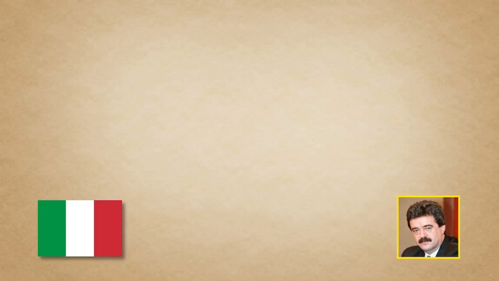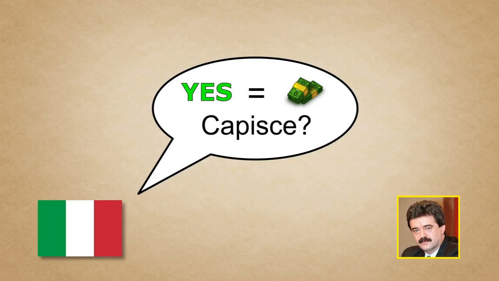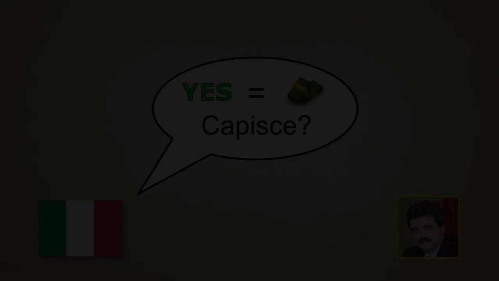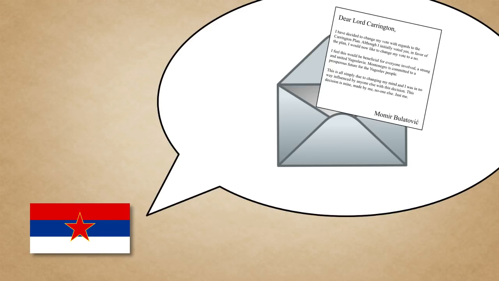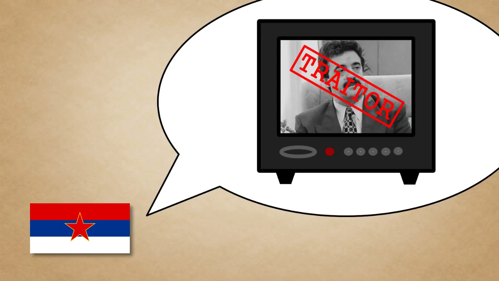As it later turned out, Italy had offered Montenegro a large aid programme if they accepted the Carrington plan. The plan was set to go ahead, but Serbia later blackmailed the Montenegrin president to send a letter to Lord Carrington and change his vote, or be outed to the public as a traitor to Yugoslavia. The letter was sent and the plan broke down.